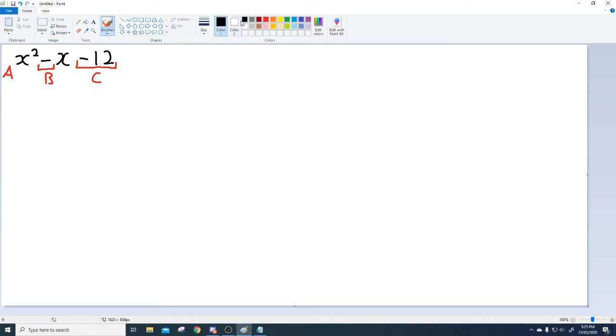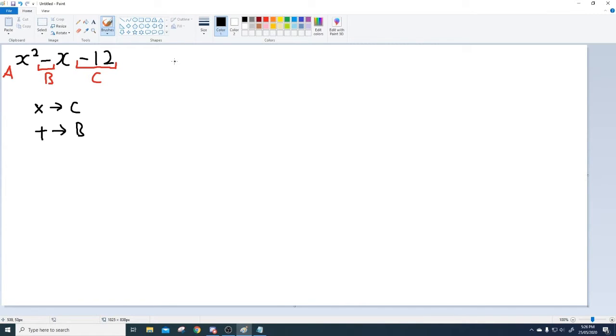If a is 1, in other words there's no number, then factorizing is very simple. All we need to do is find two numbers which, when multiplied together, will give you c, and when added together will give you b. So what we can do is start listing all the factors of c, because then we can guarantee that they multiply together.